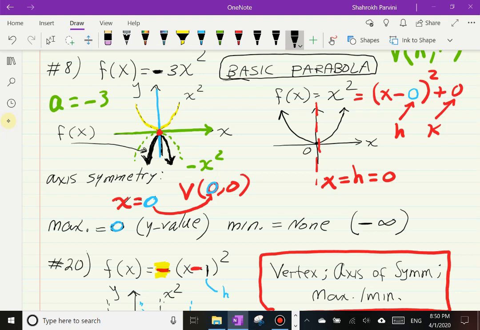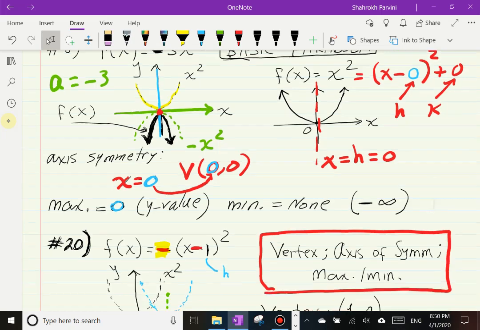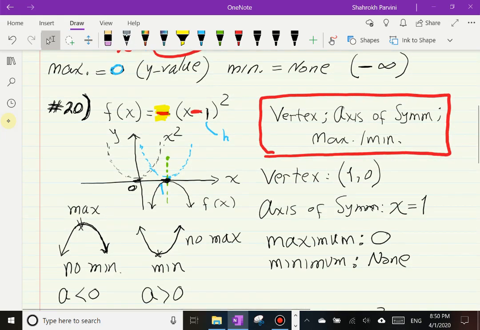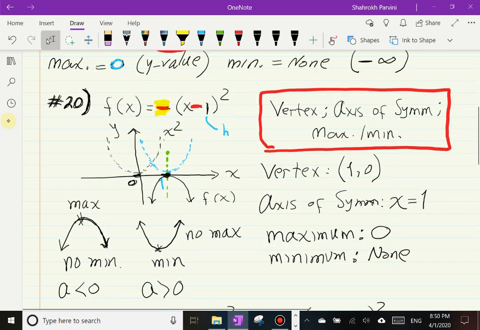Let's take a look at exercise number 20, and that's this one right in here. In exercise number 20, the function f of x is given by negative (x minus 1) squared. So what I have done is the following. Again, the number before the parentheses, that's what a is. A in this case is negative 1. So let me write that. A is negative 1, which is less than 0.